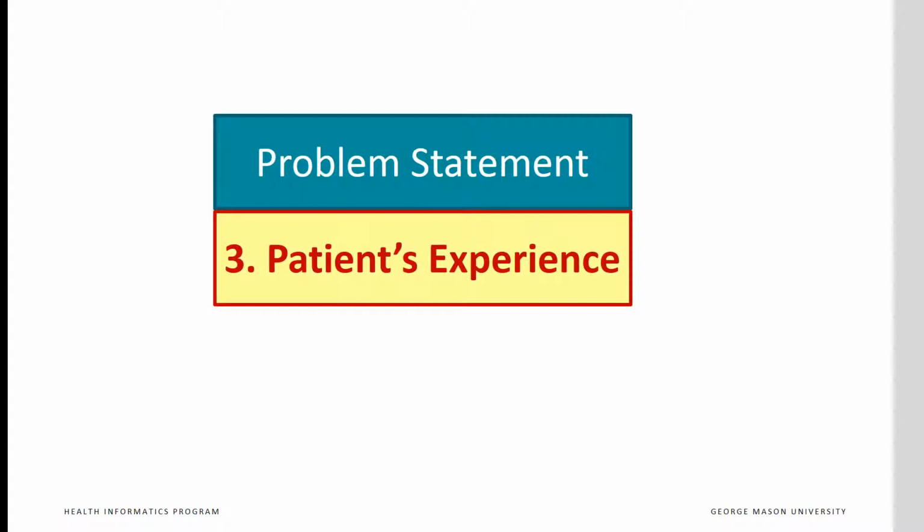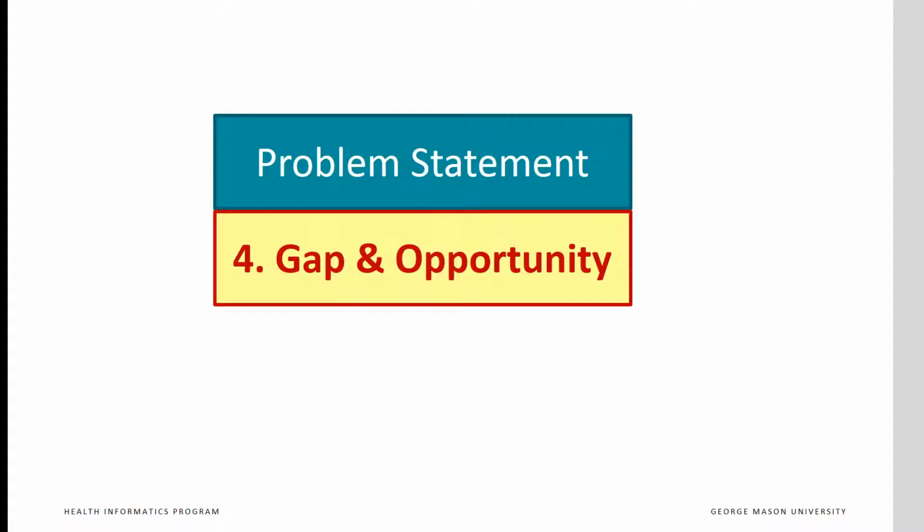The problem statement should describe the customer's experience, in the customer's voice preferably, so that various interdisciplinary team members can have a shared understanding of the customer. The last principle is that the problem should be stated both as a gap and as an opportunity, so that different types of ideas are triggered among the team members.